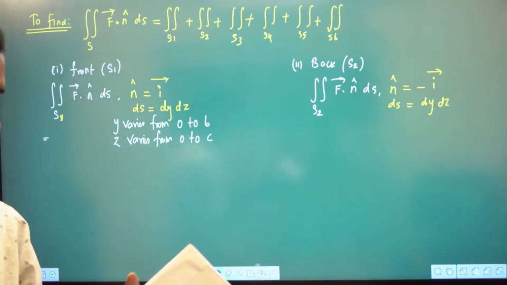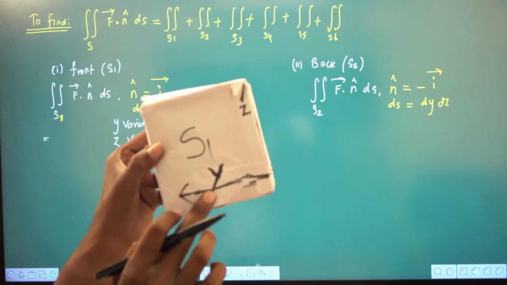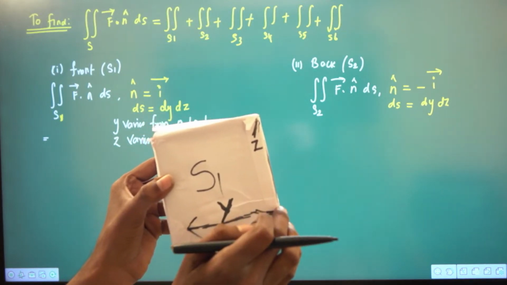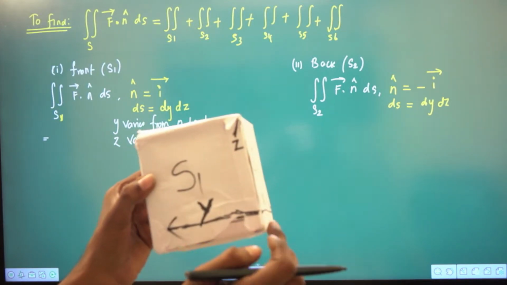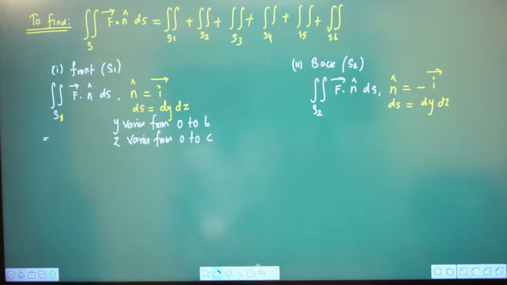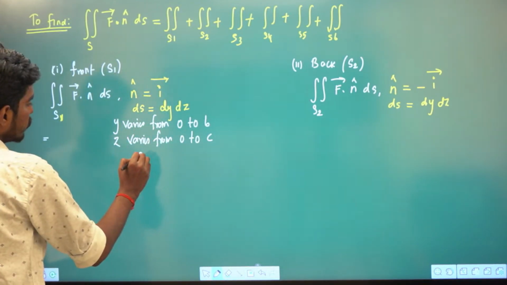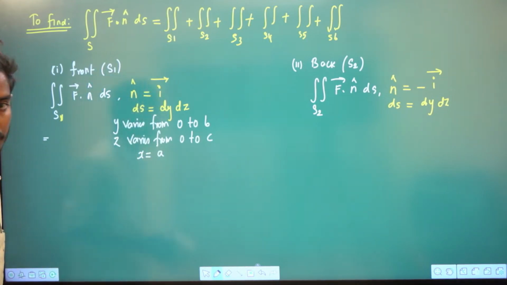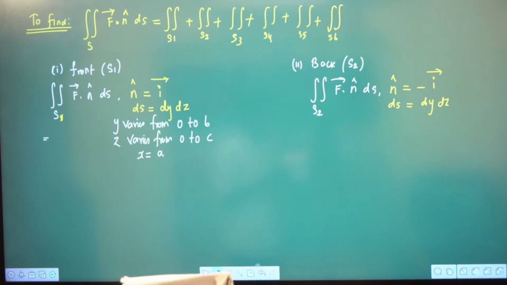For the front face, we have S1. Here y is varying from 0 to b, and z is varying from 0 to c. X is fixed here because there is no variation in x. X is fixed, which means x is equal to a. We are moving only in y and z. X is always a. So y and z are varying.